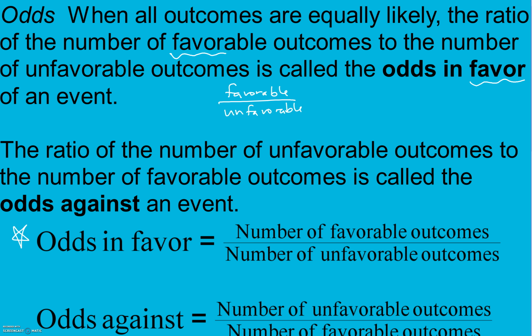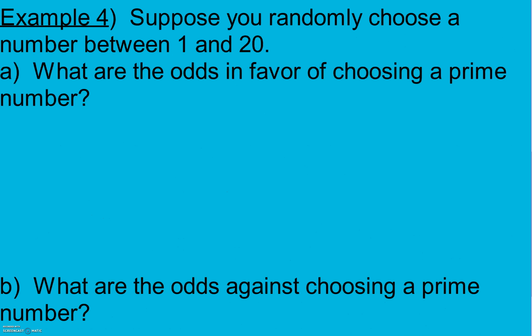The ratio of the number of unfavorable events to the number of favorable events is called the odds against. Okay, so odds against compares unfavorable to favorable. Same idea here, just backwards. So whether we want yeses to nos or nos to yeses. The difference with odds versus probability is that we're not comparing to the total here. We're comparing yeses to nos instead of yeses to alls.